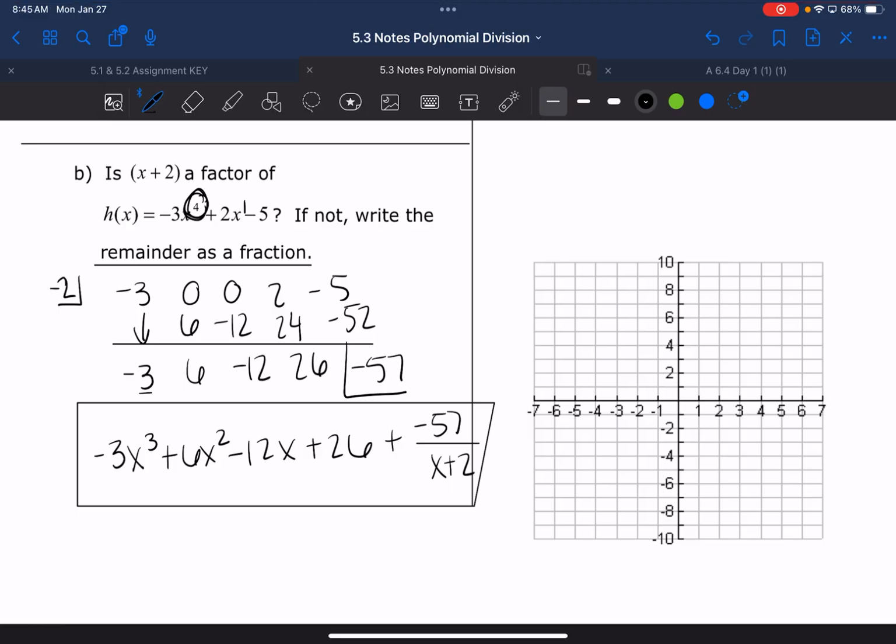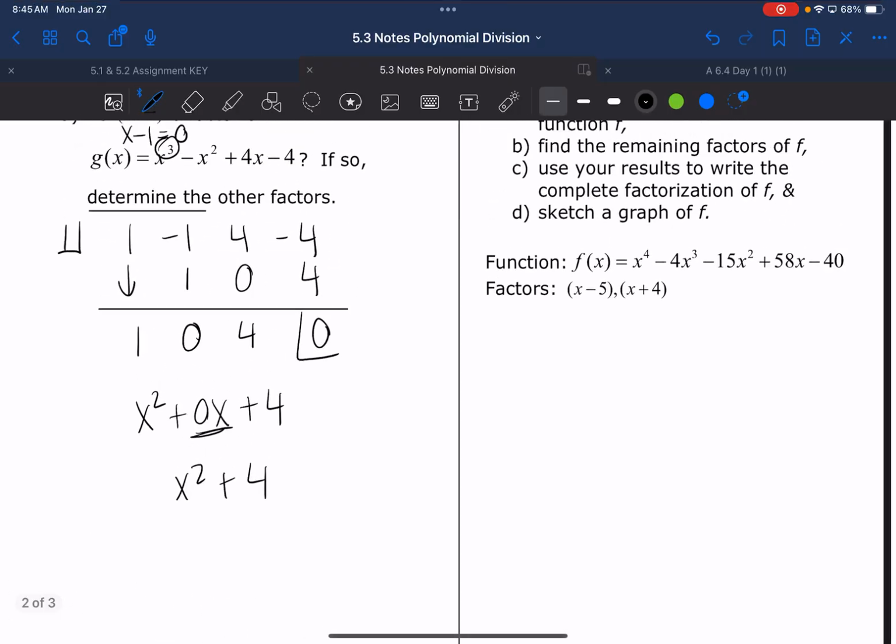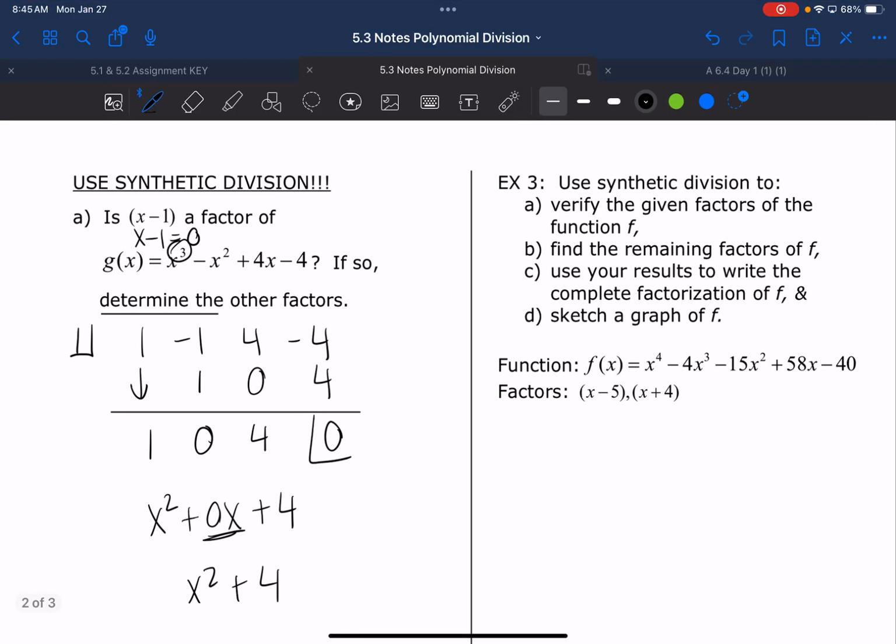All right, let's look at example number 3. This one has a few parts to it. It says that they want us to use synthetic division to first verify that the factors that are given are in fact factors. Does it actually work? Okay, then from there, find any remaining factors. So like we did on the front page, factor it further if we can. And then it says we are going to use those results, use all of our factors to write the complete factorization, and then part D is we should be able to graph it using factors, what we've been doing the last few days.